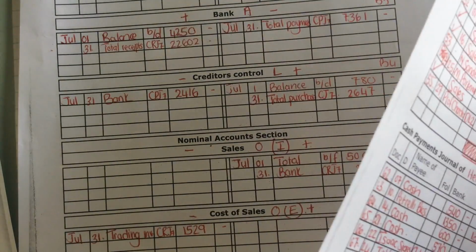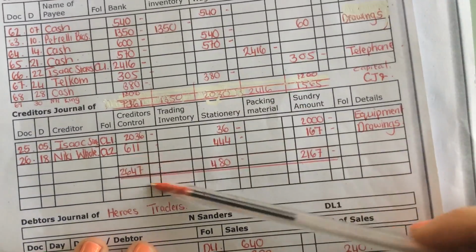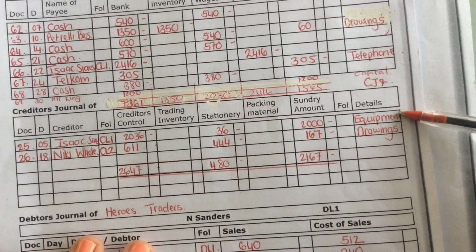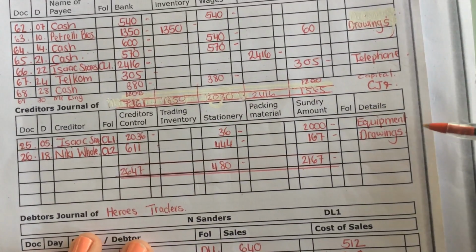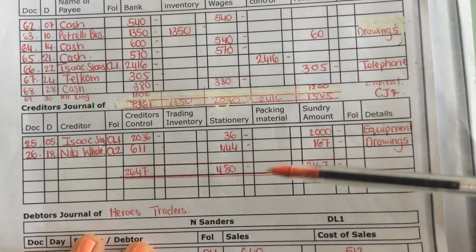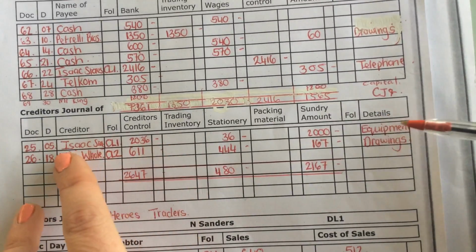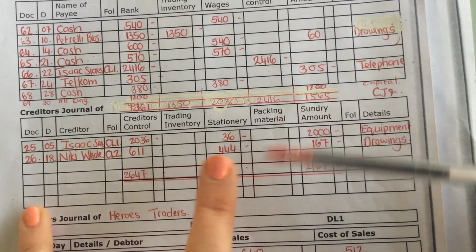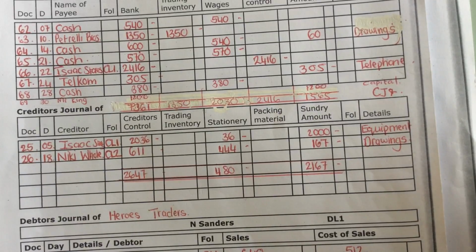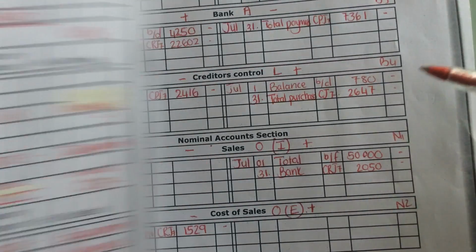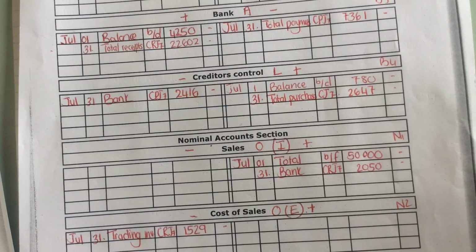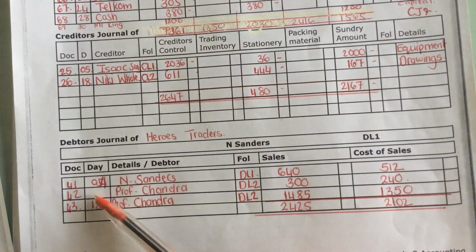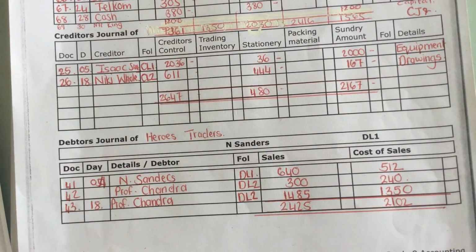Am I right? Okay. If you were asked to do, for instance, the equipment account, what would you write in details? It's sundry, so you'd write the exact day, but your details would be creditors control instead of bank. Okay, we're done posting our creditors journal. We now need to post our debtors journal. When you post a debtors journal, you remember that it records what?